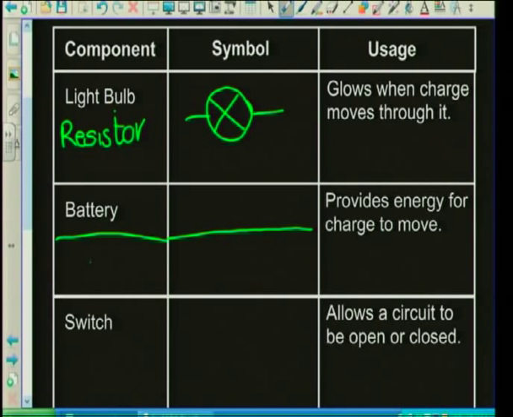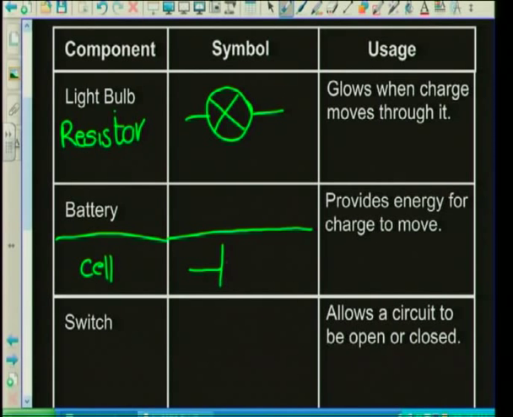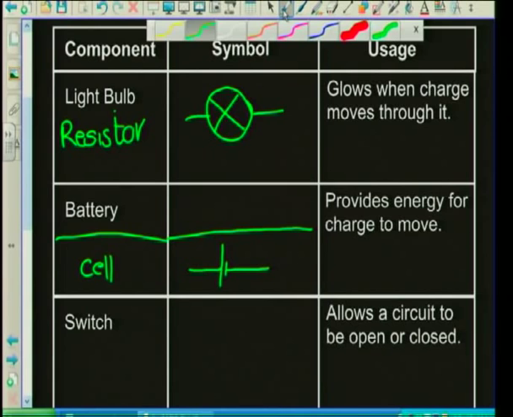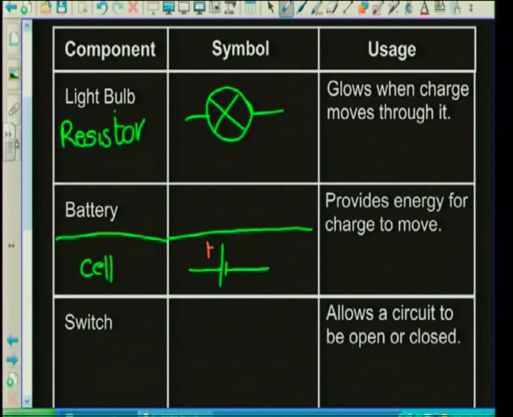I'm going to put a cell at the bottom, because in everyday language, we talk about batteries, and we will talk about when we go buy a torch battery or pen light battery, and it's a single unit. In science, a single unit like that is actually a cell. So a cell is a single positive and negative. Remember that here, the big line is your positive, your little line is your negative, right?